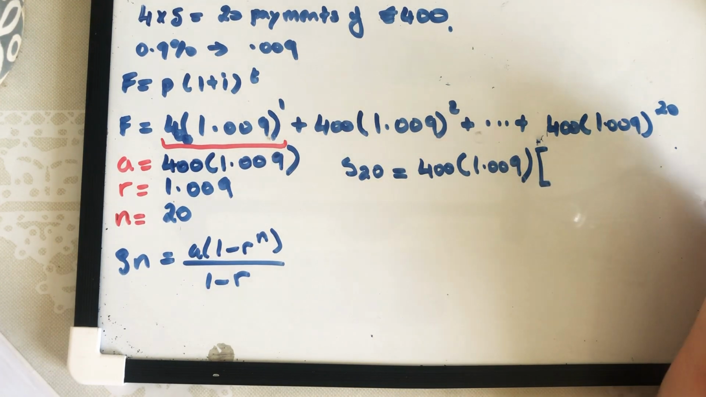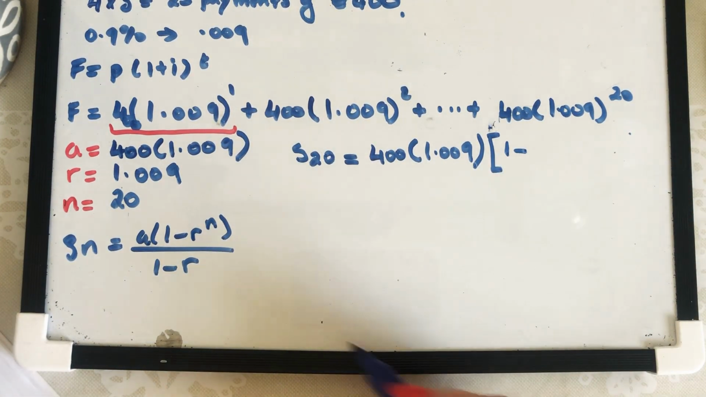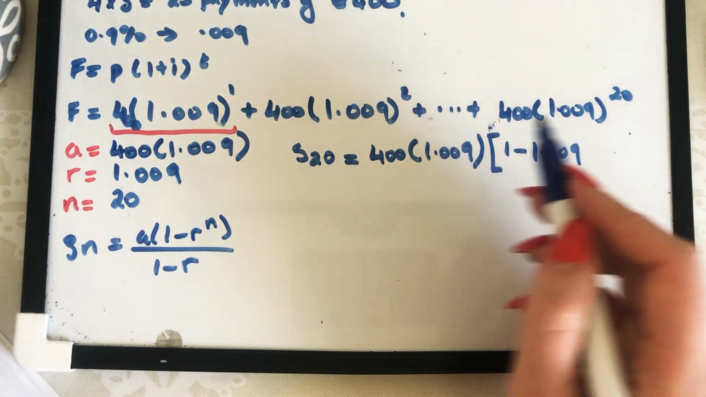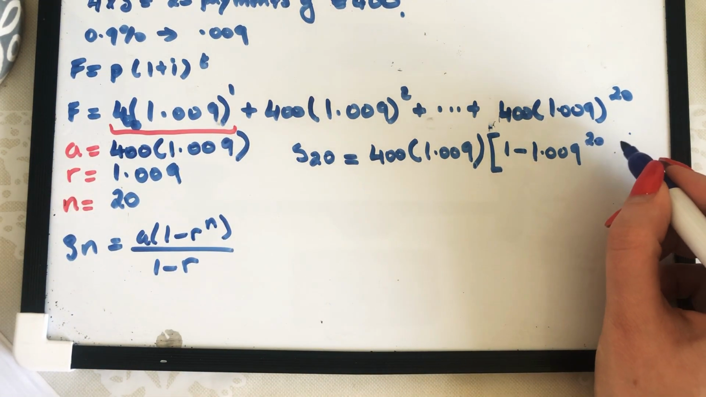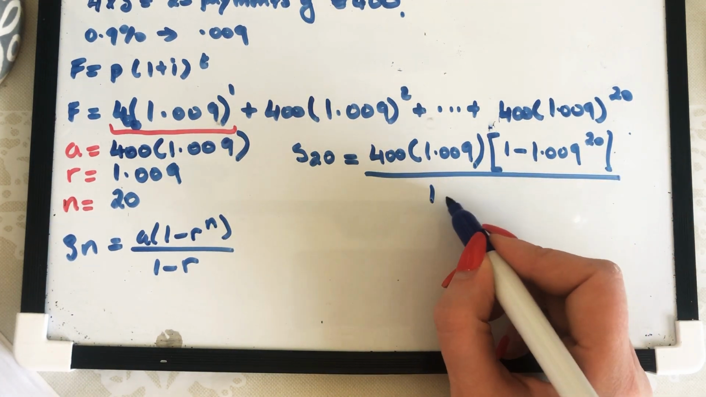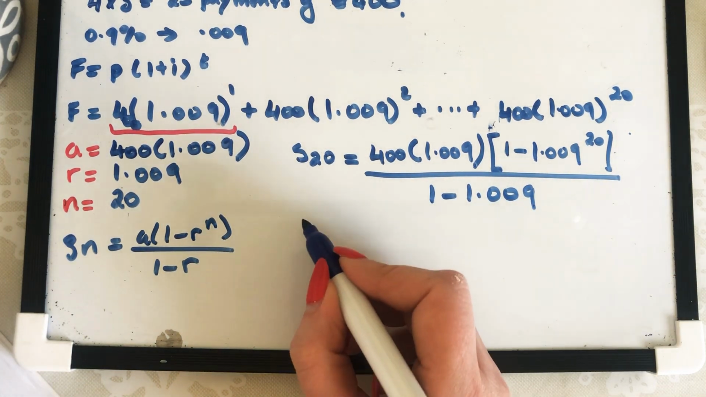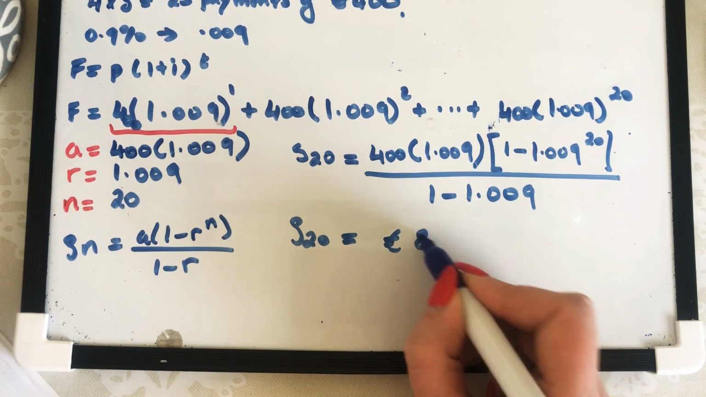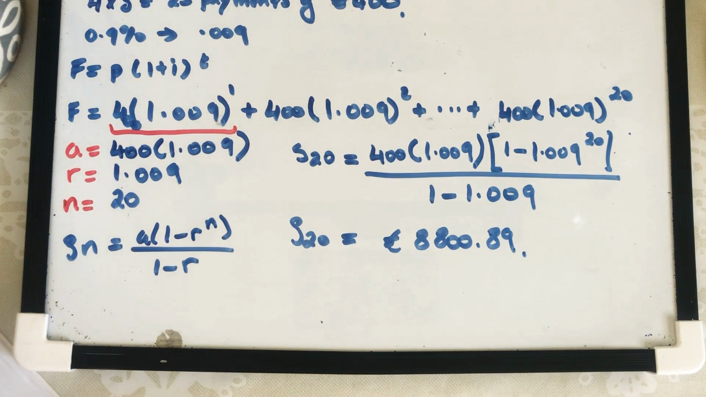I'm going to do a square bracket, and we put in 1. 1 is in the formula, and we're taking away our r, our common ratio, 1.009. And next of all, we have the power of n, which is 20. We'll close our bracket again, all over 1 minus r, so 1 minus 1.009. When you input this into the calculator, I've done it already, so we have 8,800 euro and 89 cents. So there is our answer done.